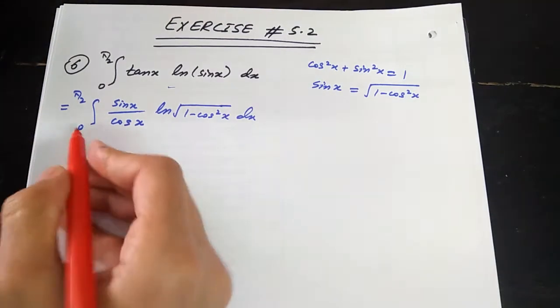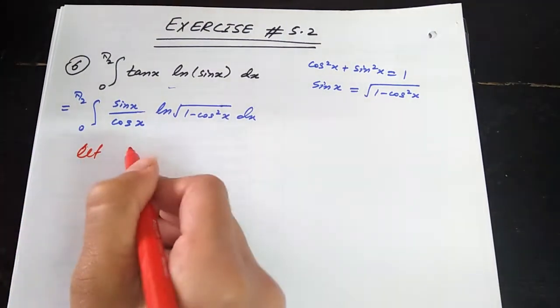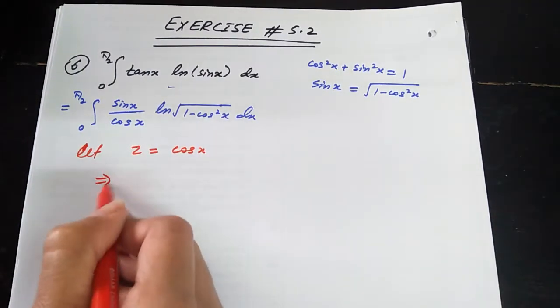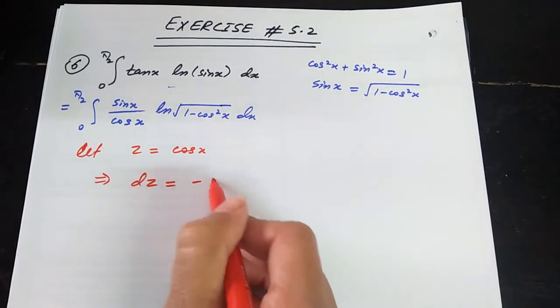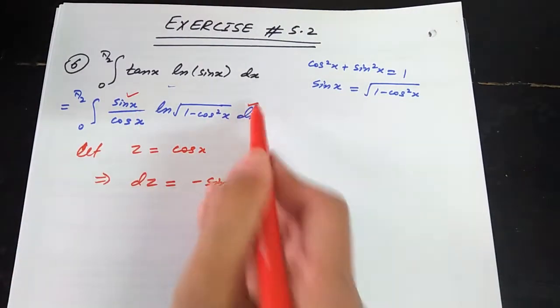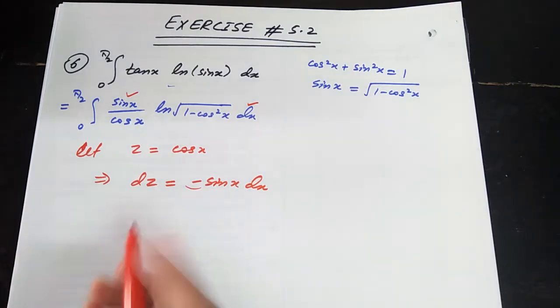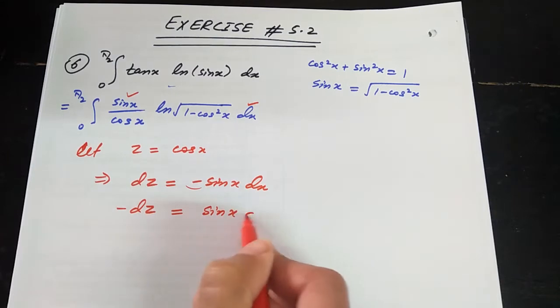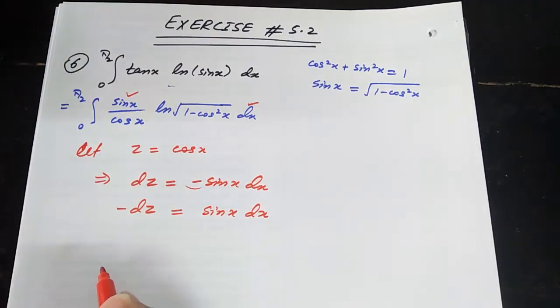Let z equal cos of x. So this implies dz is equal to minus sine of x dx. We have here sine of x dx, so just move this negative sign to this side. We'll get minus dz is equal to sine of x dx.